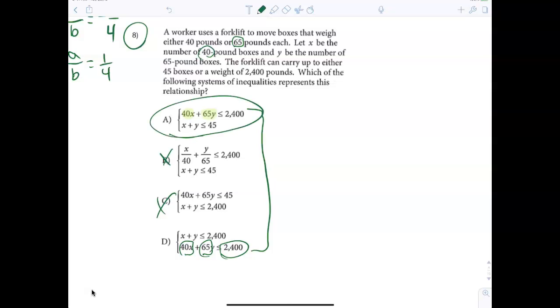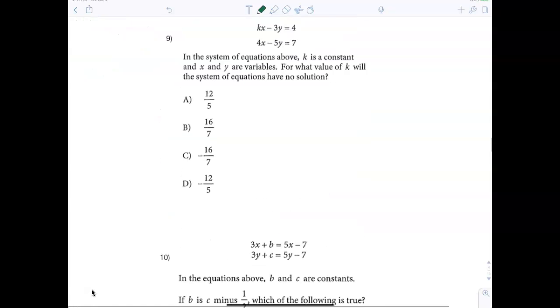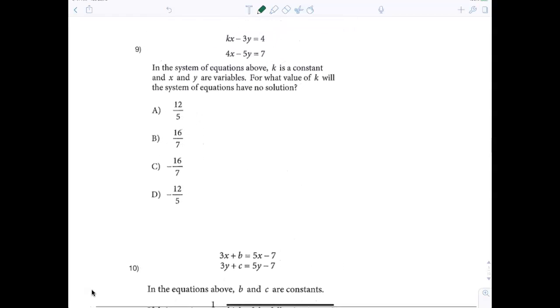If you got A, kind of pat yourself on the back. That's a good job if you understood that. All right, seriously. All right, very good. All right, let's take a look now at number 9. All right, come on, I need you to pay attention on number 9.